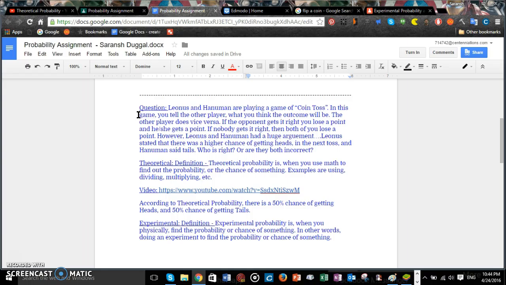However, Leonis and Hanuman had a huge argument. Leonis stated that there was a higher chance of getting heads in the next toss, and Hanuman said tails. Who is right, or are they both incorrect?